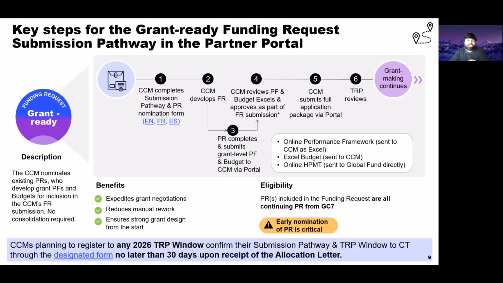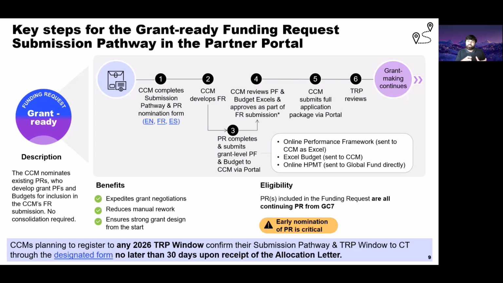Now, moving over to, I think, one of the most important slides for this session. Here are the key steps for the grant-ready funding request submission pathway. So here in this submission pathway, the CCM will nominate existing principal recipients who will develop grant-ready performance frameworks and budgets that will be included as part of the CCM's funding request submission. So really, this is one of the big changes.